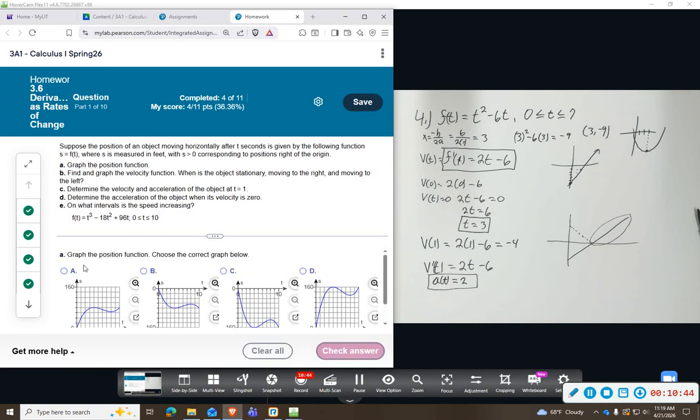And it wants us to graph the position function. Choose the correct graph below. I'm sorry, this is the new question. That was it.